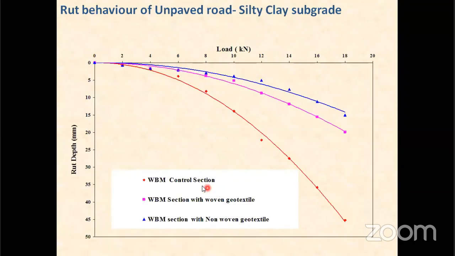Now WBM control section, this is for a rut behavior of a silty clay. Control section is this one. With the woven geotextile here, and this is for non-woven geotextile. This gives a comparison of woven and non-woven geotextile. Here, the non-woven geotextile gives better results.